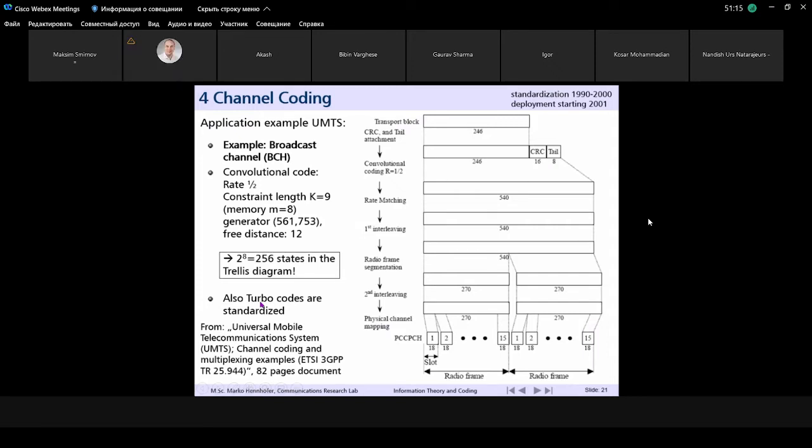Look here at the structure, also copied from the standard. We again had transport blocks containing the data. We had a cyclic redundancy check. We had 8 tail bits here, because this results from the constraint length. So again, terminated codes are being used. Of course, the rate 1/2 coder will double the number of bits, so we get 540 bits here.